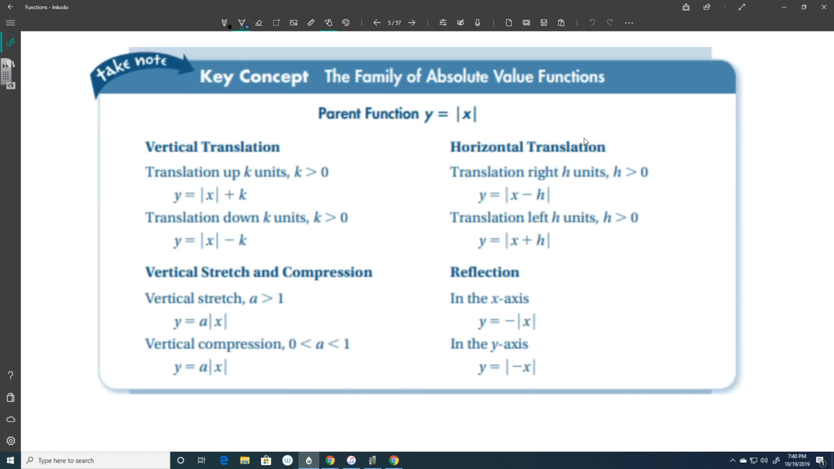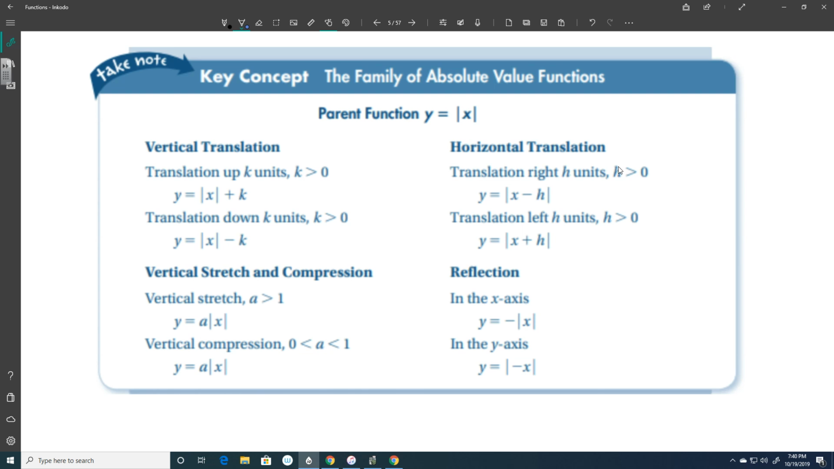All right, so moving on. As you're noticing, depending on what I add or subtract or multiply by, that's going to change my original parent function. And remember, the parent function is just our original absolute value of x. That's called a parent function. And here's just kind of a breakdown of how it shifts, okay?